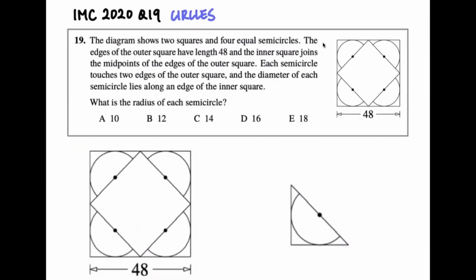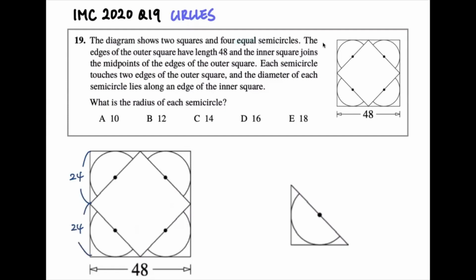This question is IMC 2020 question 19, and it covers areas and circles. The diagram shows 2 squares and 4 equal semicircles, and you can see from the diagram that these are equal semicircles. The big square has length 48, and the inner square joins the midpoints of the edges. Therefore, we can simply find half of it, which is 24 and 24.